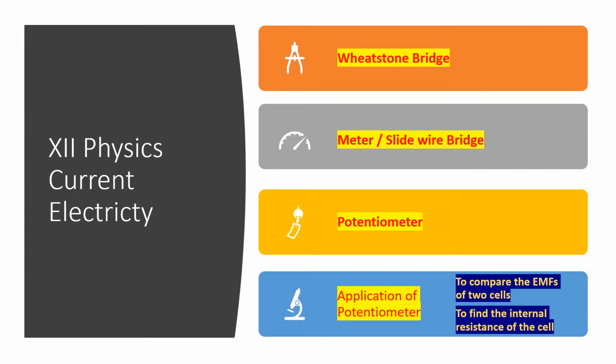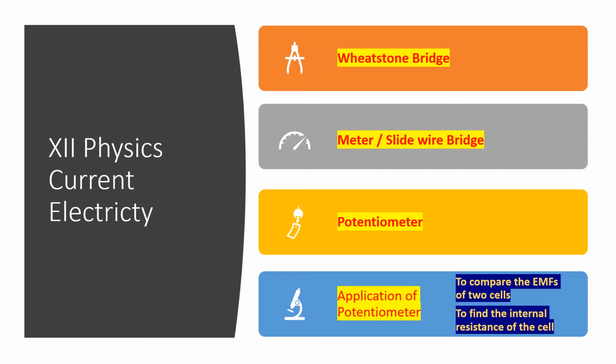Okay, so today we will conclude chapter 3, that is current electricity, by learning Wheatstone Bridge, or few people call it Wheatstone Bridge, it's fine. So Wheatstone Bridge, where you will find out the unknown resistance in terms of the other known resistances, and a modified, or you can say advanced version of Wheatstone Bridge, that is meter bridge, or also known as the slide wire bridge.